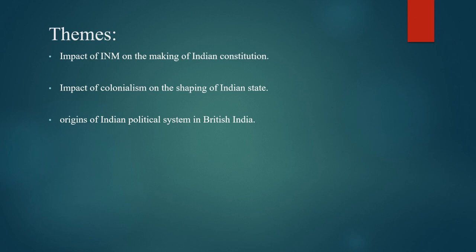The third theme under the historical underpinnings is the origins of the Indian political system in British India. This is somewhat related with theme two, which is the impact of colonialism on the shaping of the Indian state. But it is theme three that will specifically look at the political system, and theme two has the comprehensive outlook on the impact.